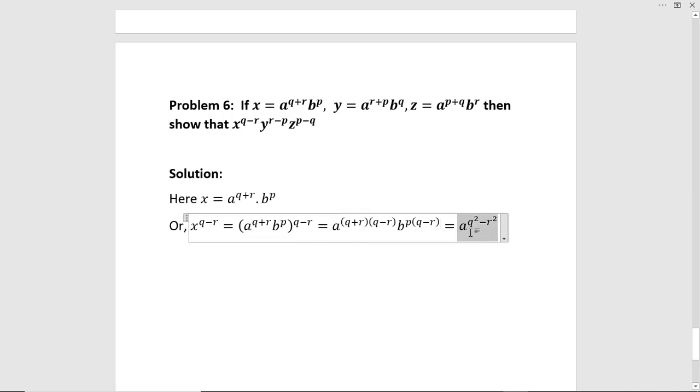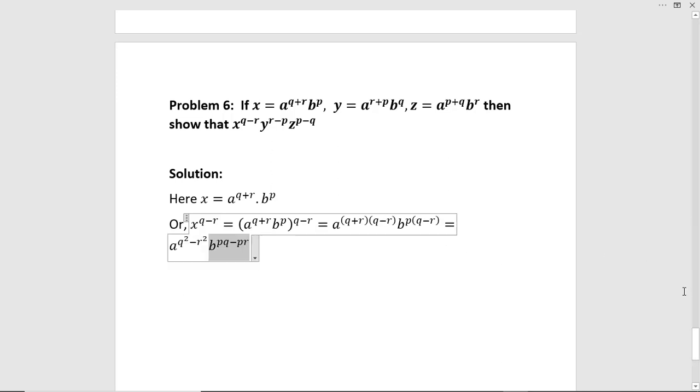Now from here you will get a to the power q square minus r square, that is q plus r into q minus r, the a square minus b square formula, and you will get b to the power pq minus pr by simply multiplying. This is what we have got as the value of x to the power q minus r: x to the power q minus r equals a to the power q square minus r square, b to the power pq minus pr.